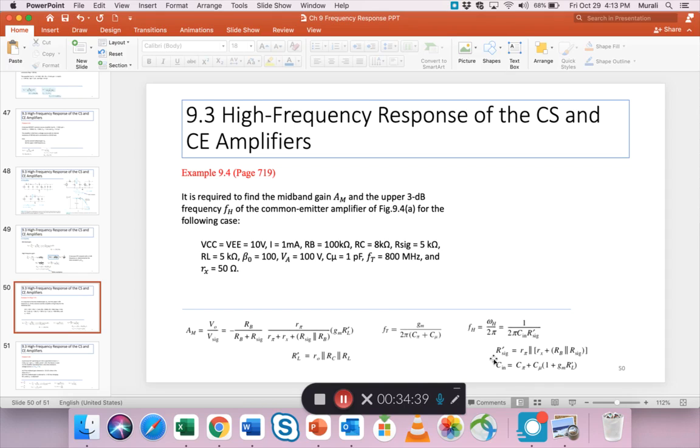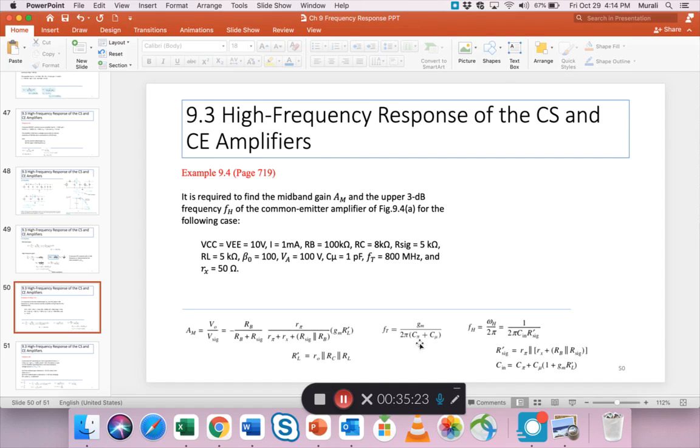Then once we have that C pi, you can get C in using this formula. And R sigma prime is of course this, right? So the little trick here is to use this formula to get C pi. Other than that, there is not much complicated about this example. You can look at it yourself, page 719.